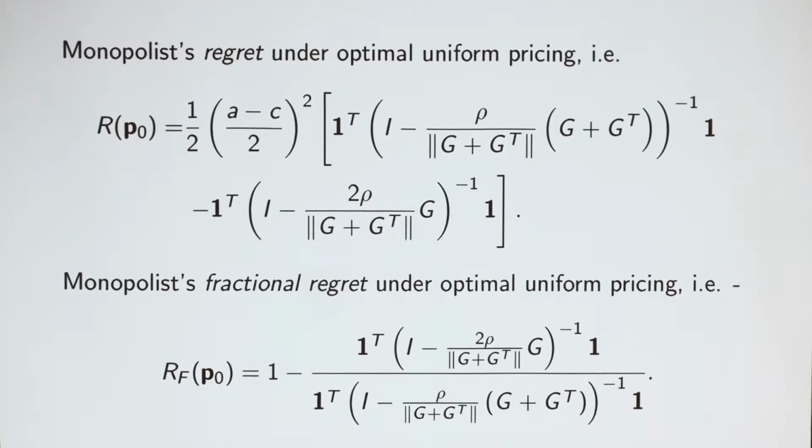One more point. Because the optimal uniform price does not use any of the network information, this value of price discrimination can also be viewed as the value of network information under our setting and our assumptions.